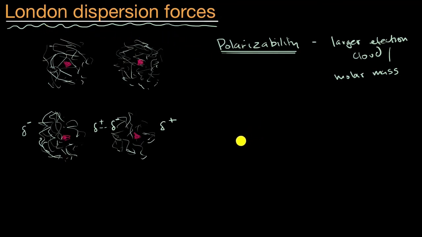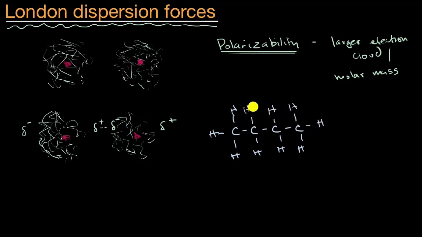For example, butane can come in two different forms. It can come in what's known as n-butane, which looks like this. So you have 4 carbons and 10 hydrogens. So 2, 3, 4, 5, 6, 7, 8, 9, 10. This is known as n-butane.